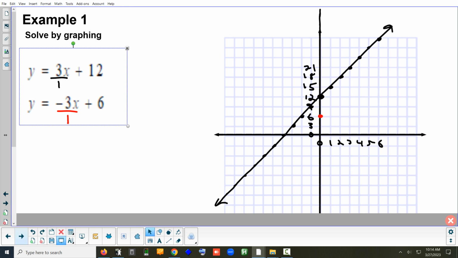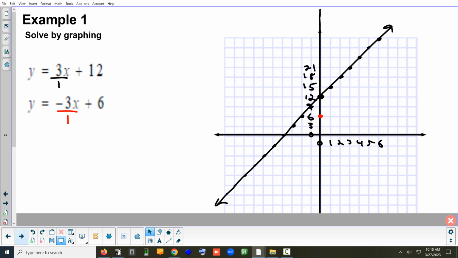So, Caleb, can you describe to me what this slope is saying to do? The slope is negative 3 over 1, which means to go down 3 and to the right 1. So if we're at 6 and we go down 3, where does that bring me? So if we're at 6, let's just start with the y-axis. What's down 3 from 6?